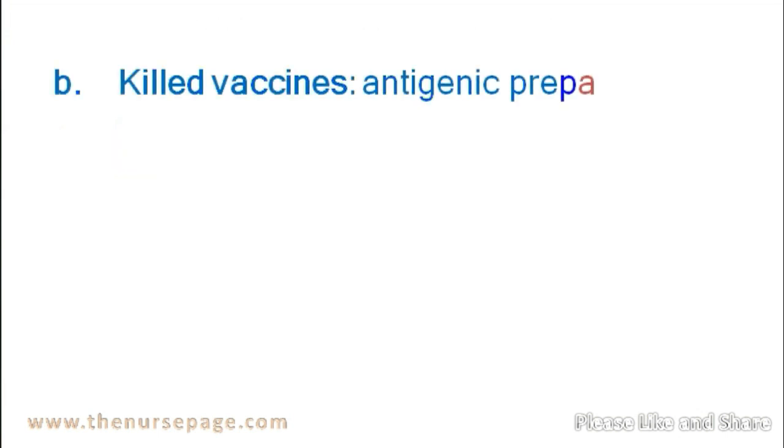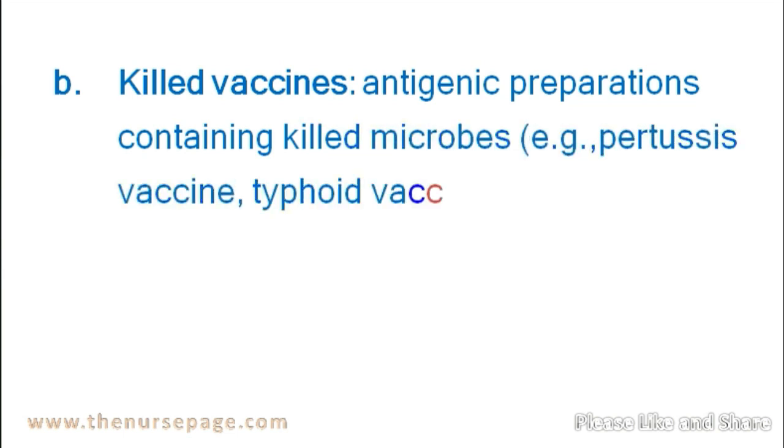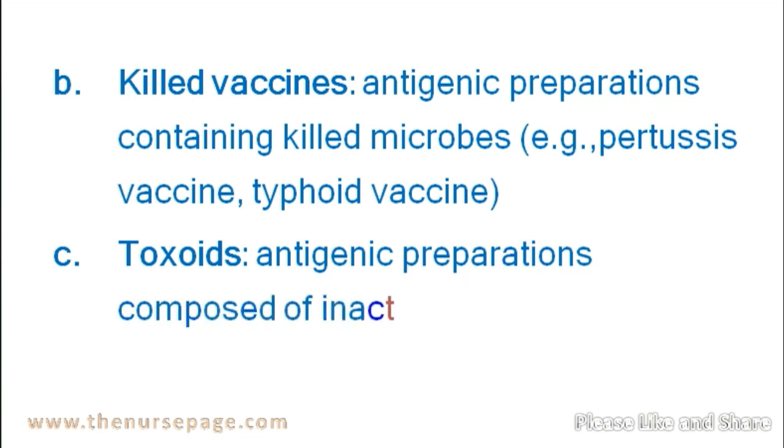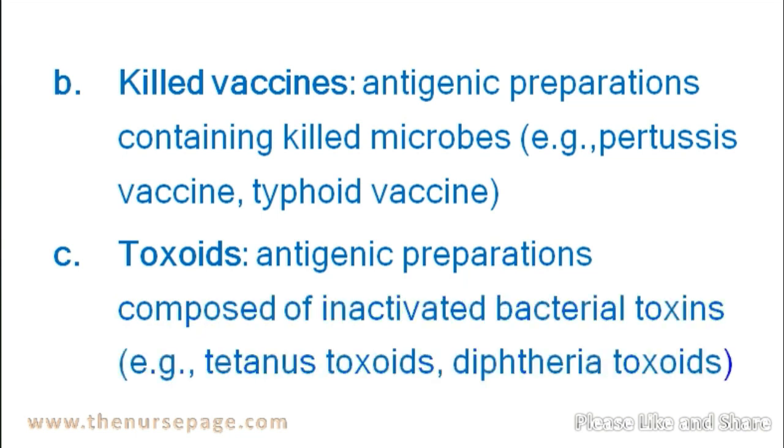Next, killed vaccines. Killed vaccine is also used to make artificial active immunity. Antigenic preparations containing killed microbes. Examples: pertussis vaccine, typhoid vaccines. Then toxoid. Antigenic preparations composed of inactivated bacterial toxins that also stimulate the body to produce antibodies. So these are the three things used to produce artificial active immunity. They are live vaccines, killed vaccines and toxoids.